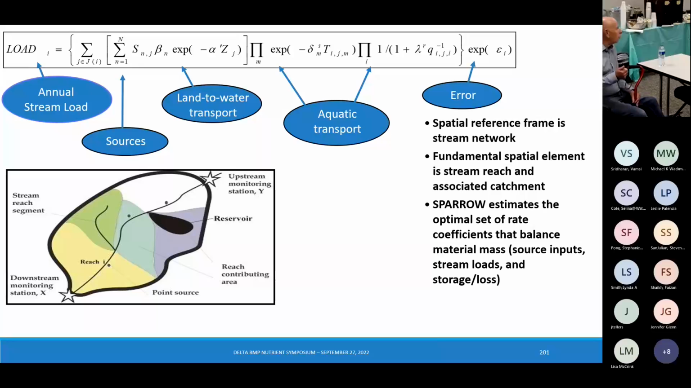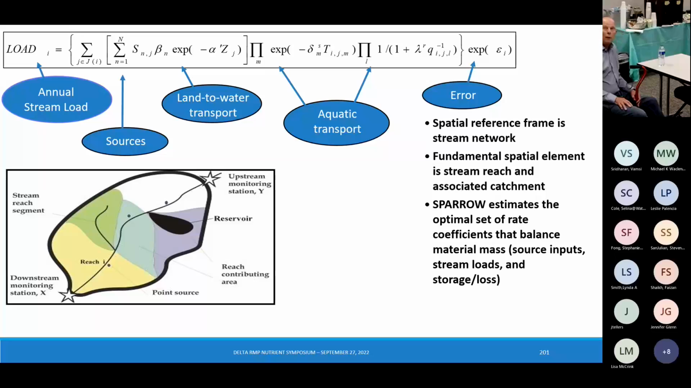So we have SPARROW 1.0, which simulates annual stream load. We're currently working on SPARROW 2.0 that we call dynamic SPARROW. That's going to divide this up seasonally or monthly so that we can get better time steps. So we've seen a lot of talks today about how things change seasonally. It's kind of hard to parse that out if all you have is an annual number.